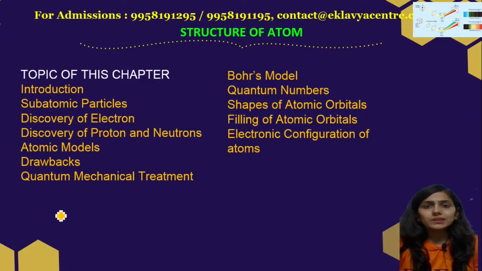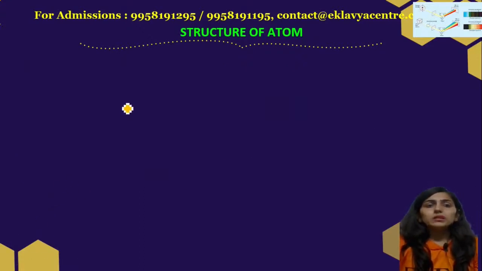Introduction. What we are going to cover today: subatomic particles, discovery of electron, discovery of proton and neutrons, atomic models, drawbacks of the atomic models, quantum mechanical treatment, Bohr's model, quantum numbers, shapes of atomic orbitals, filling of atomic orbitals, and electronic configuration of atoms. Okay.